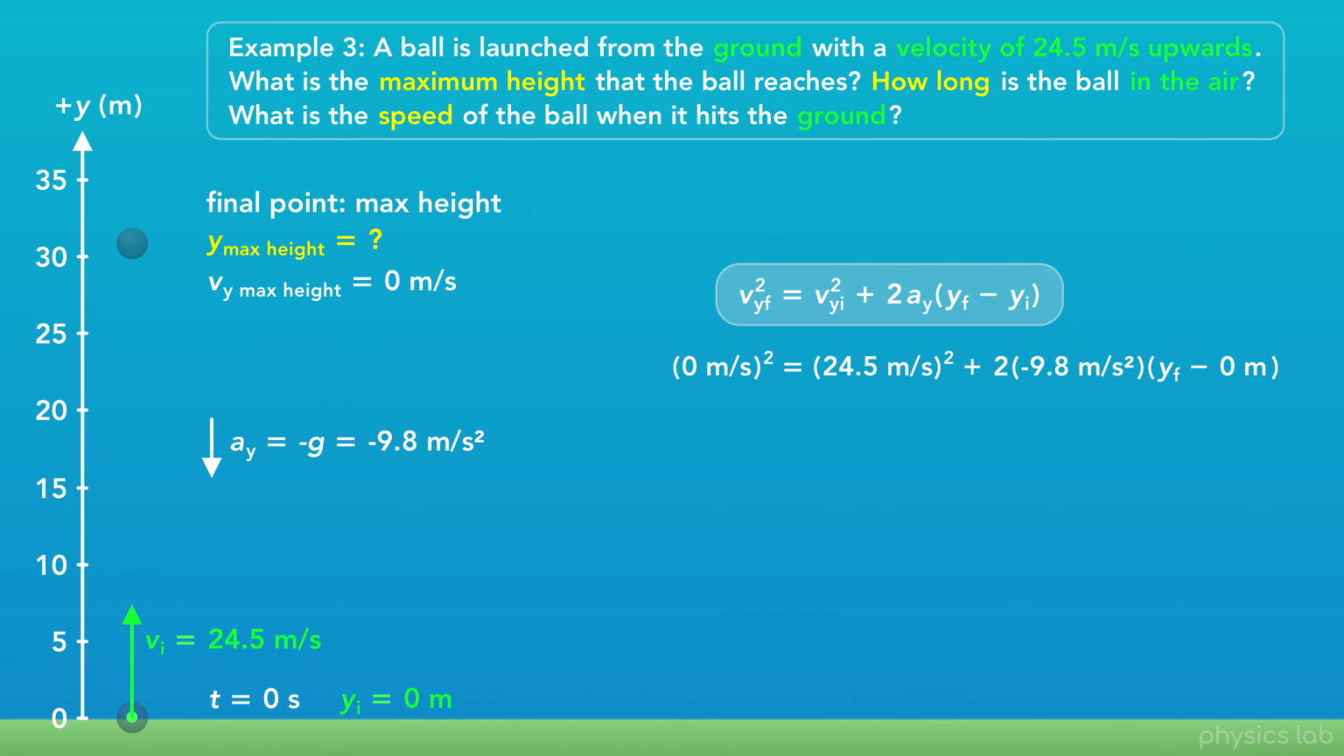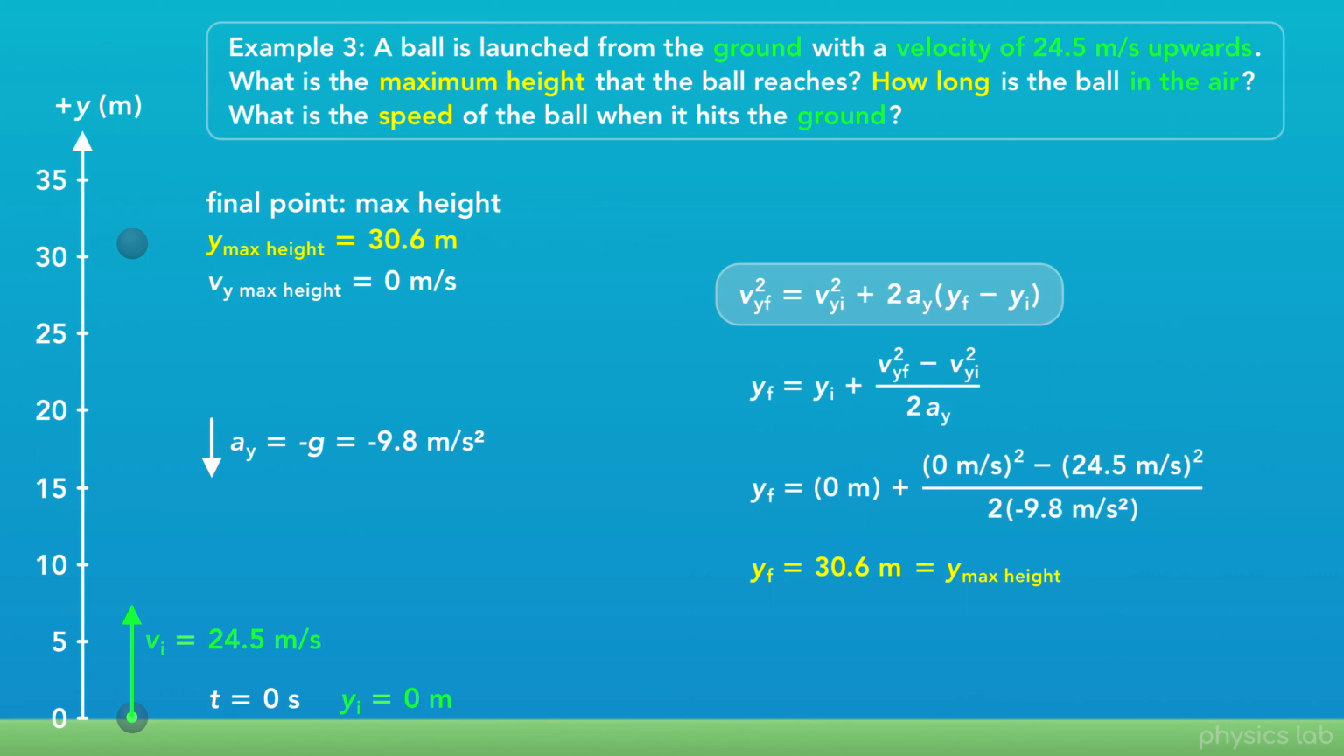So we plug in 0 meters per second for the final velocity, 24.5 meters per second for the initial velocity, negative 9.8 meters per second squared for the acceleration, and 0 meters for the initial position. We can simplify that and rearrange the equation to isolate the final position, and we get 30.6 meters, which is the y position of the ball at the maximum height, when the velocity is 0. We also could have rearranged the original equation, keeping everything as variables, and then plugged in the numbers.